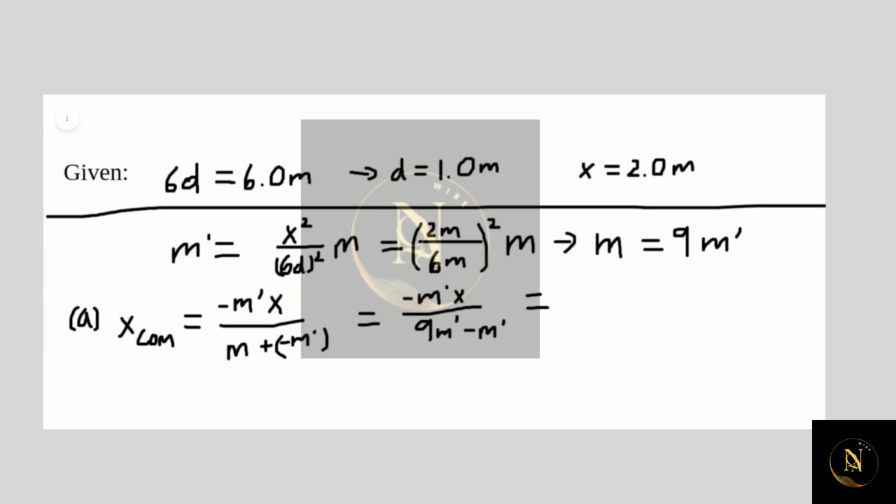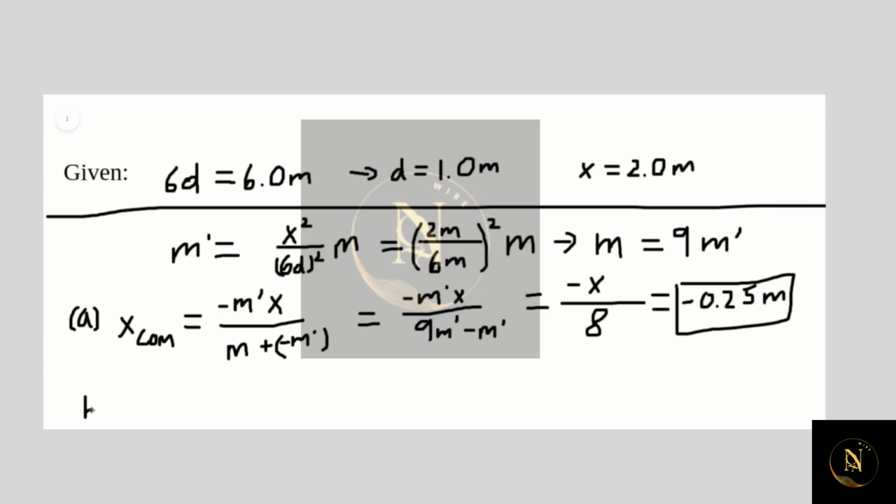So you're going to plug in the value for x, which is 2 meters, and then you're going to have a negative on the top. We're going to have negative x divided by, because we're canceling out the M prime, 9M prime minus M prime, which is 8M prime, and again, M primes cancel, so this is just going to be x over 8. This is negative 0.25. And the units here are meters. We can box that in as our solution to part A.